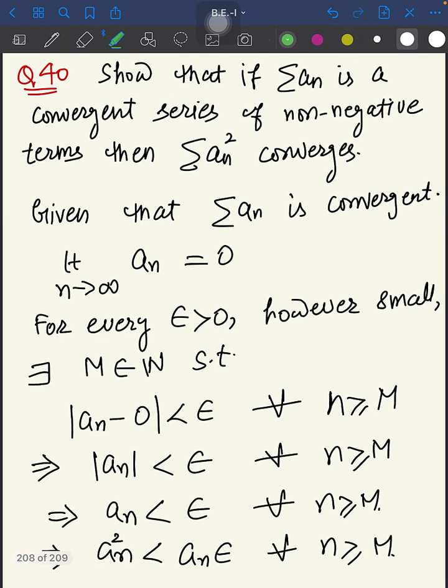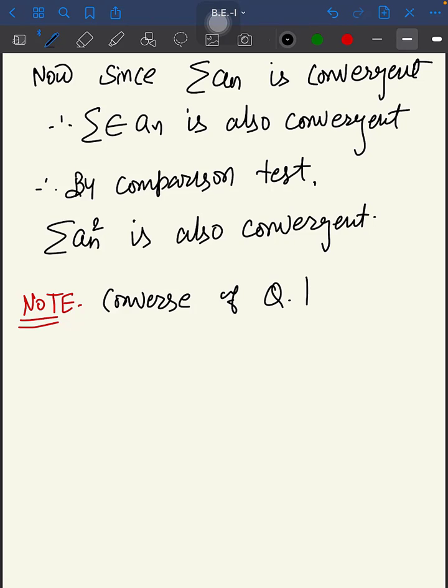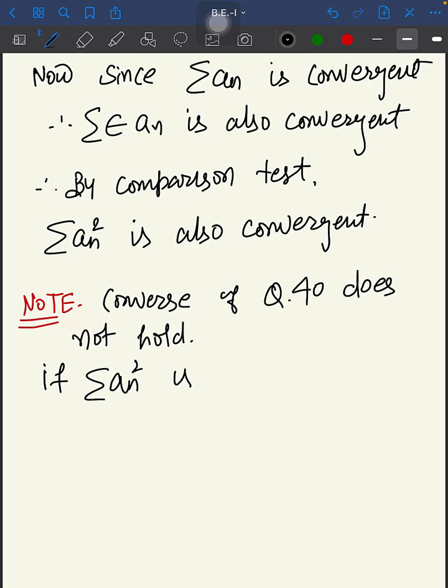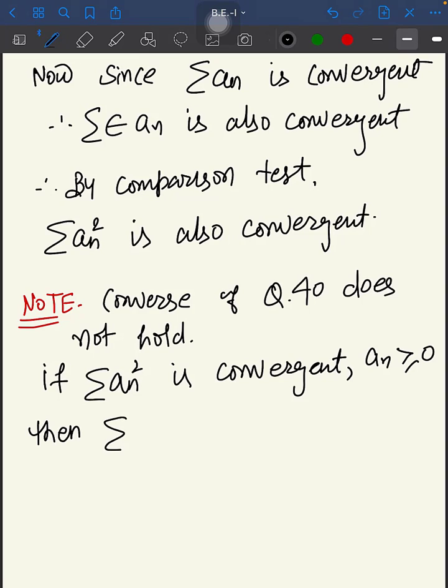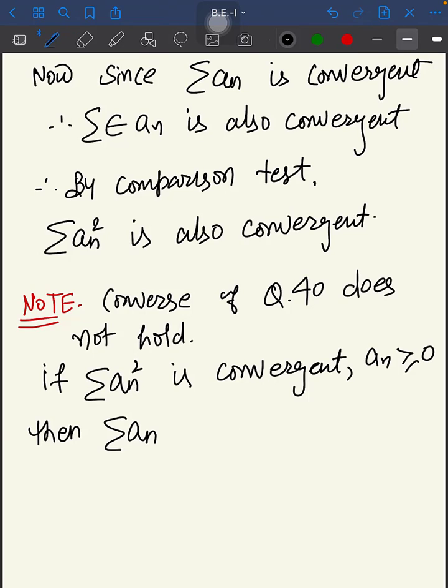So let me put a bonus question over here. I would say that the converse of this statement will not hold, right? Note: the converse of question number 40 does not hold. That is, if summation an square is convergent, given an's to be positive, then summation an may not be convergent.